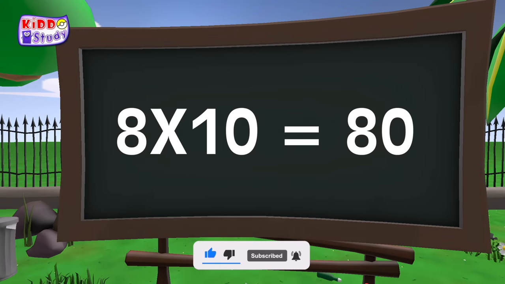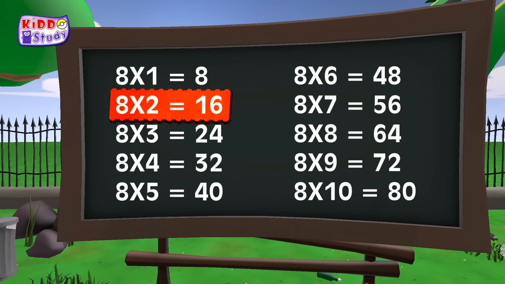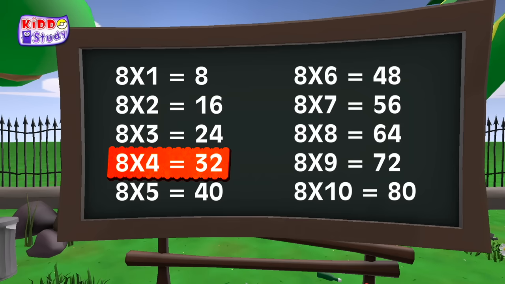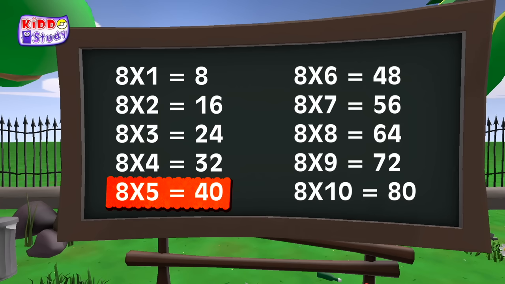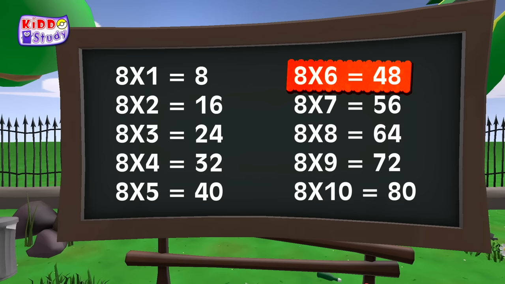Once again, children. 8 ones are 8. 8 twos are 16. 8 threes are 24. 8 fours are 32. 8 fives are 40. 8 sixes are 48.